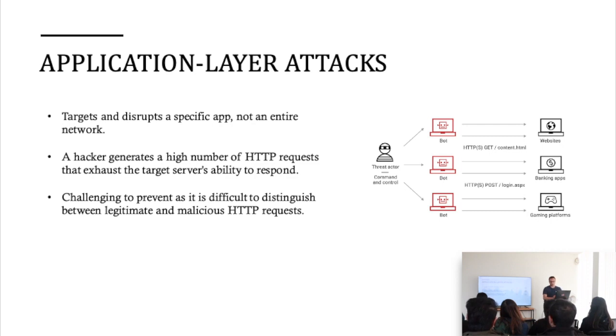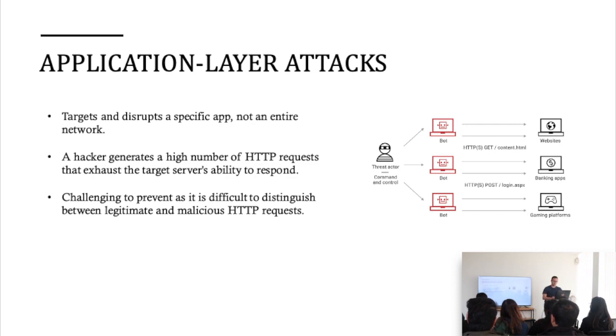So let's take an example. Normally, when a client sends an HTTP request, the server takes that request, collects all the information related to that page, packages it, and sends it back to the client, whoever asked for it. Now, all of this fetching and packaging is done in the application layer. So in this attack, the bots send HTTP requests asking for the same resource repeatedly, and over time, it overwhelms the website or the server and crashes it. Now, this is challenging to prevent because it's difficult to distinguish between a legitimate and a malicious HTTP request.